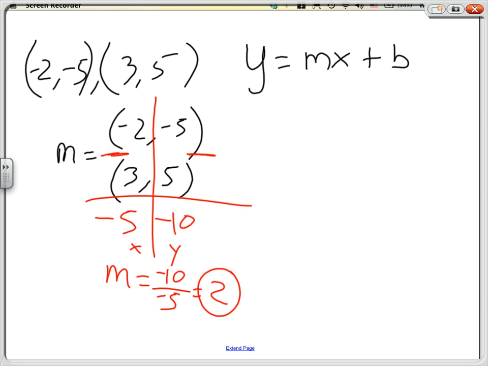We still need to find, what is it that we need to find now? The y-intercept. But wait, didn't we just learn how to find the y-intercept from the last problem? You need to start from this again, right? Plug in what you have thus far. I have my slope to be 2. What is my x and my y in this case? What do you think?